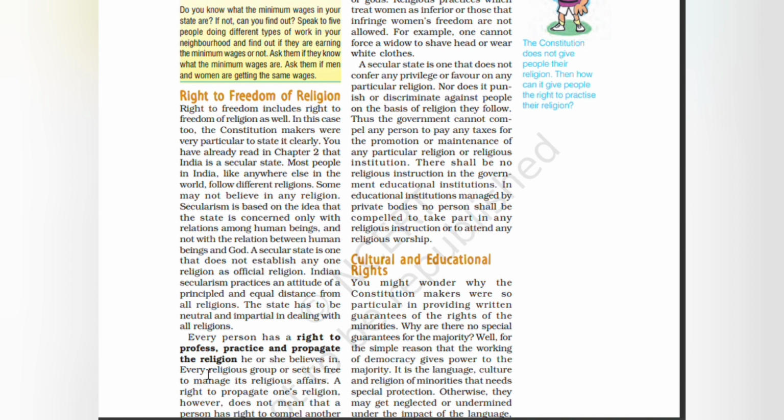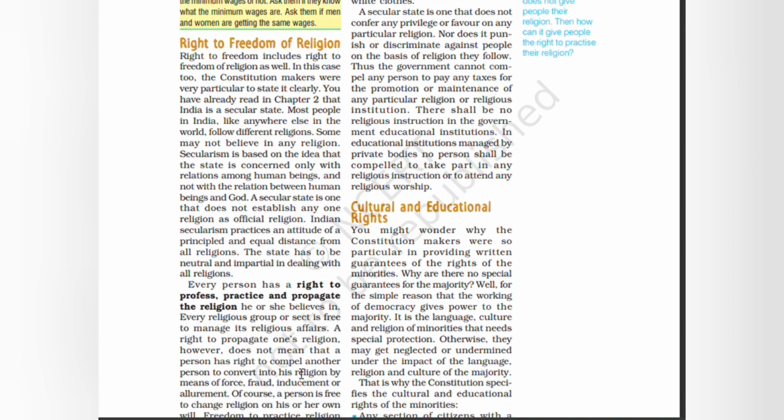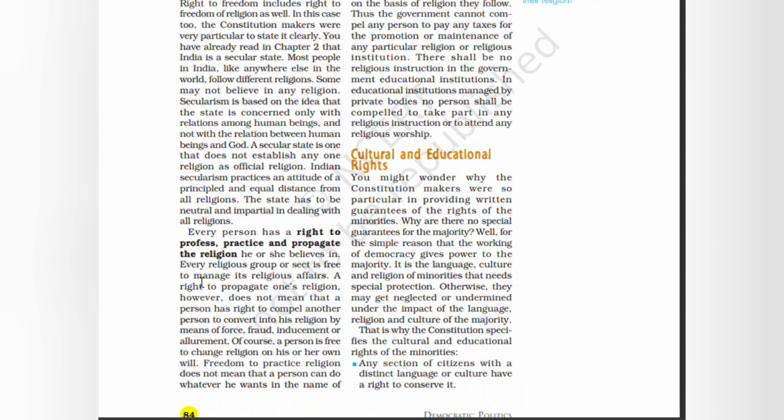Every person has the right to profess, practice, and propagate the religion he or she believes in. Every religion, group, or sect is free to manage its religious affairs. A right to propagate one's religion, however, does not mean that a person has the right to compel another person to convert to their religion by means of force, fraud, inducement, or allurement. Of course, a person is free to change religion on his or her own will.